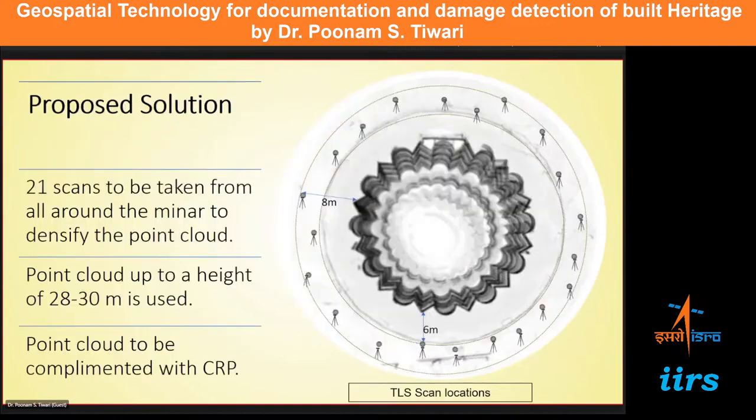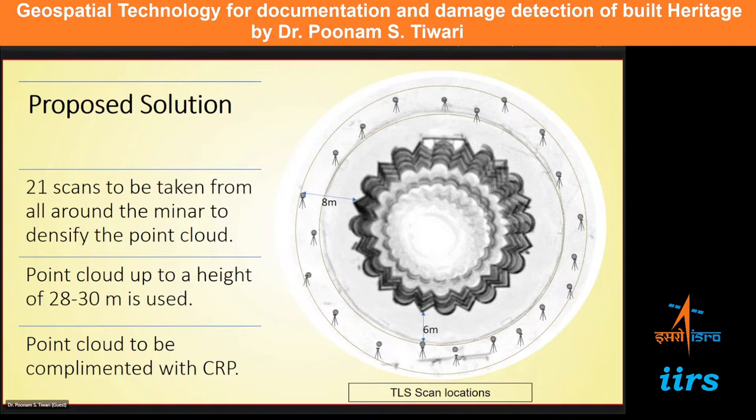Okay, so this is a footprint of the minar, and all around the minar, from a distance of 6 meter to 8 meter, the minimum is 6 meter, maximum is 8 meter, within this periphery, based on the availability of clear space, we have placed our terrestrial laser scanner at specific locations, which we have found using the field planning. Up to the height of 28 to 30 meter, as I have shown you, the TLS point cloud was used.